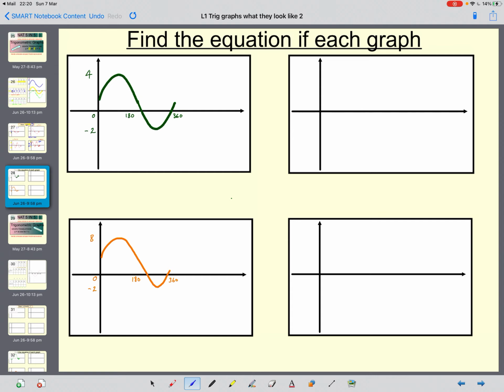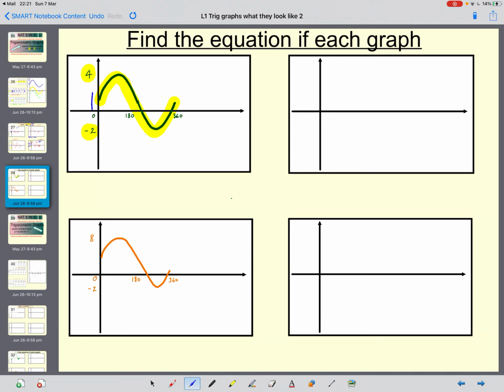Okay, this one here says find the equation of each graph, and that's what I was kind of getting on about in the last slide there. So we want to find the equation of this graph. So it's a sine graph, certainly a sine graph. It's got a period of 360, so there's no extra cycles within that period of 360. And let's have a look at the amplitude. So at the moment the maximum value is 4 and the minimum value is negative 2. So in order to find that amplitude, I'm going to find the difference between that and then half it.